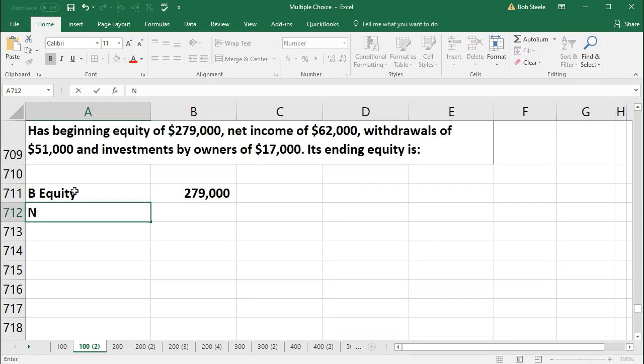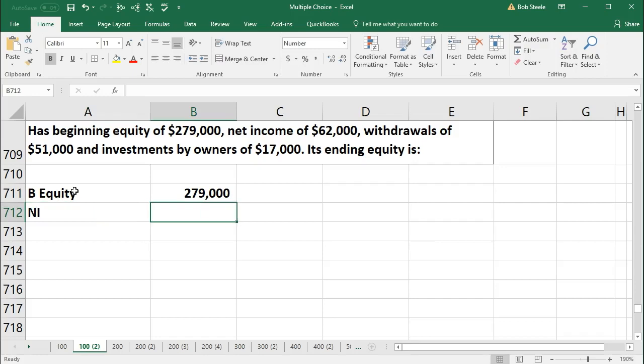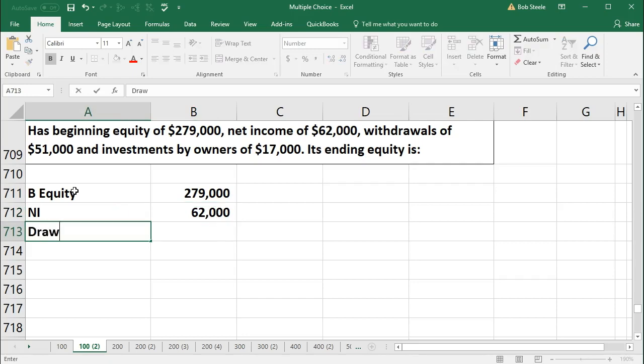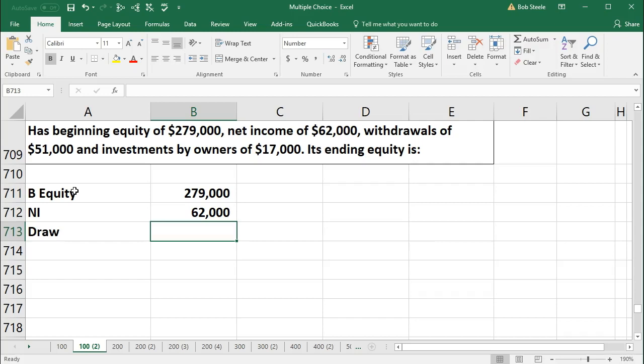And then we're going to say net income. We can abbreviate net income. We're going to say that's going to increase, so I'm going to put $62,000 of net income. Then I'm going to say draws. I'm just going to abbreviate draws, and that is going to be subtracting, so I'm going to put it in our calculation as a negative $51,000.